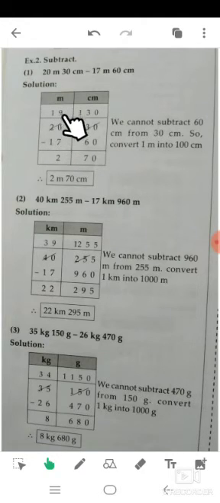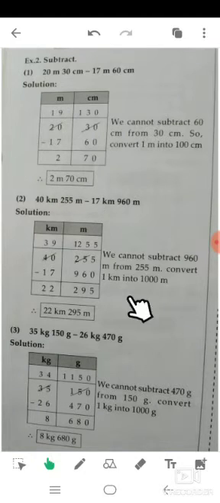Now 19 is subtracted by 17. 9 subtracted by 7 is 2. 1 subtracted by 1 is 0. The value is 2 meter 70 centimeter. Now see, we can't subtract 60 centimeter from 30. It is not possible, so convert 1 meter into 100 centimeter. 100 plus 30 is 130. Then 130 subtracted by 60 is easy. Therefore the answer is 2 meter 70 centimeter.